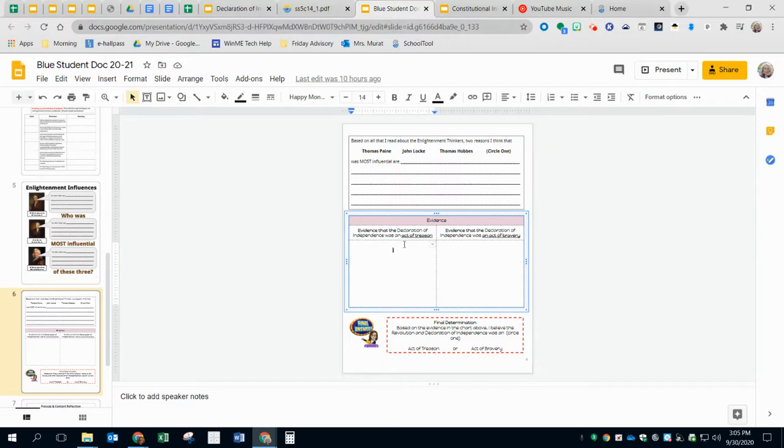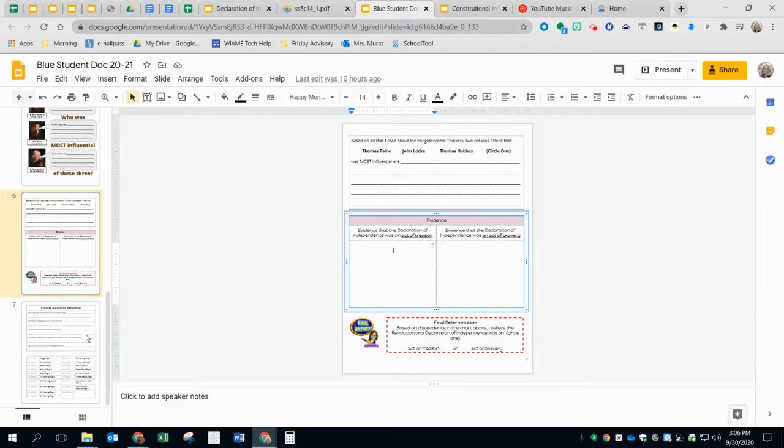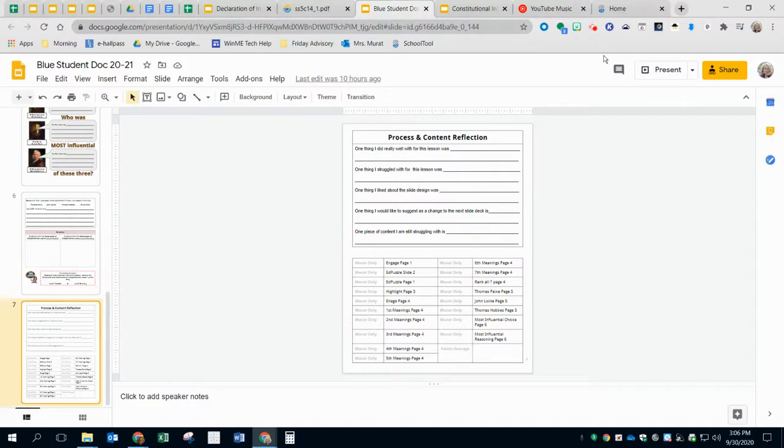Then you have to weigh them out. Which do you have more or more compelling evidence for? Because remember, sometimes you might have 2 things on one side and 5 things on another side, but the 2 outweigh the 5. So then after you've made your final determination, you just circle act of treason or act of bravery. And then on the last page, I just need you to fill out this reflection.